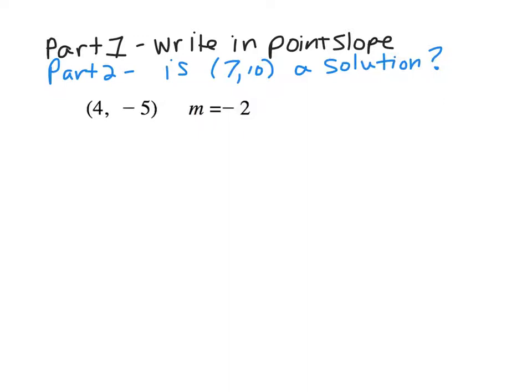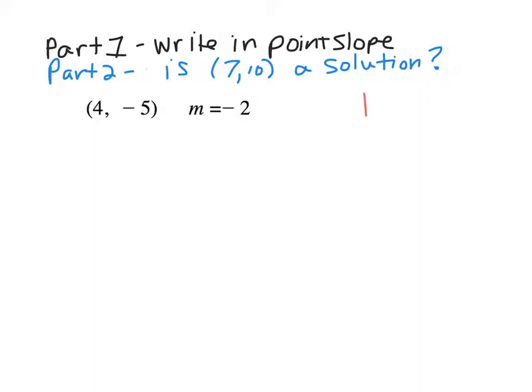Okay, this is a two-part question. The first part just says, take the given information and write it in point-slope form. And then it says, is another point, in this case 7, 10, a solution? So we're going to start out with just writing it in point-slope form, which is very simple as long as you remember the main rule.